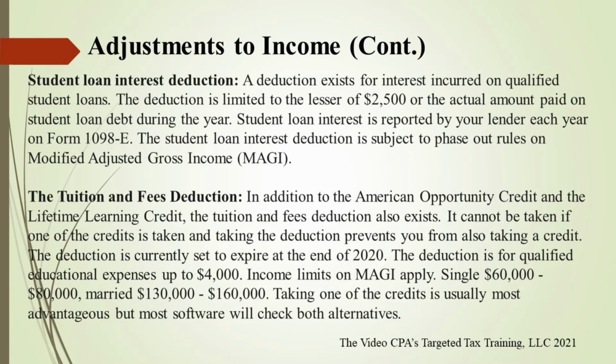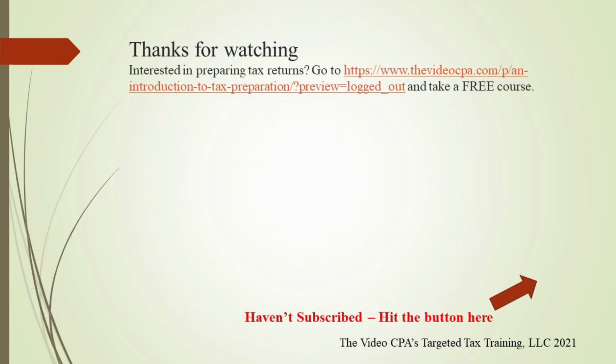Like I say, it's usually best to take the credits, and certainly with the American Opportunity Credit, it's going to be almost always best to take the credit. The Lifetime Learning Credit, you can look at a little bit closer. If you've got questions on those two credits, I've got a YouTube video out there right now on educational credits and the difference between the two. So you might want to go out there and look at that if you've got any questions.